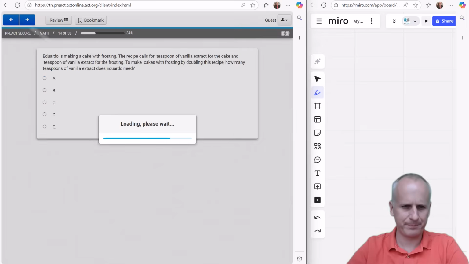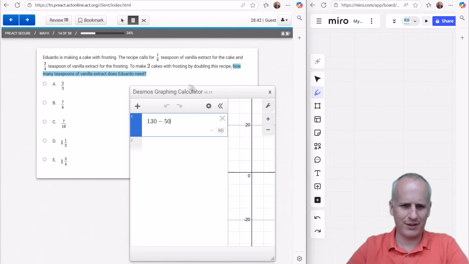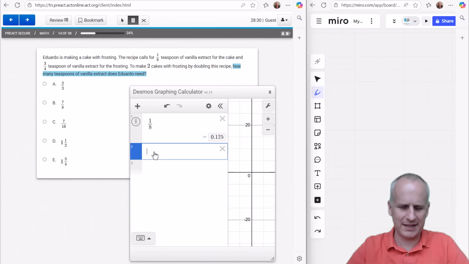Moving on to the next question, we are being asked how many teaspoons of vanilla extract Eduardo needs. Once more, I can pull out the calculator to just keep everything in the interface. We discover that Eduardo is making a cake with frosting, and the recipe calls for 1/8 teaspoon of vanilla extract. I can use the calculator to get that into a decimal, as I'm inclined to do, and we know there's going to be 3/4 or 0.75 for the frosting.